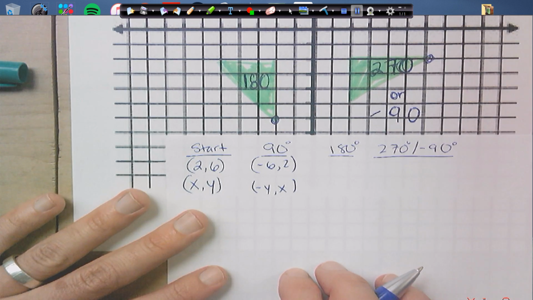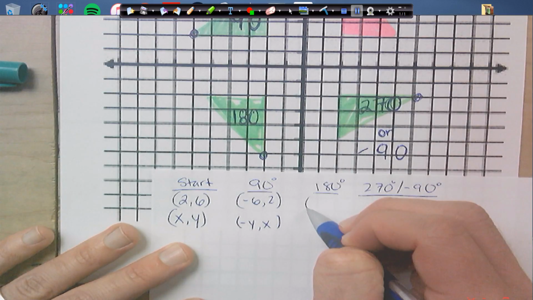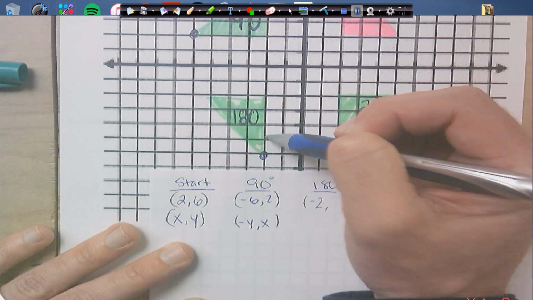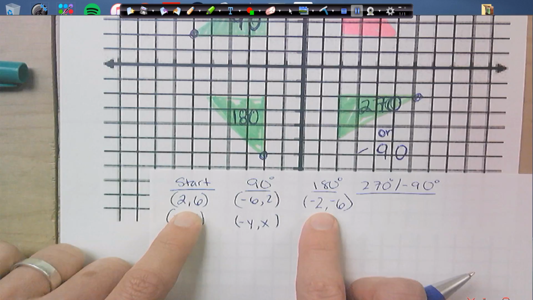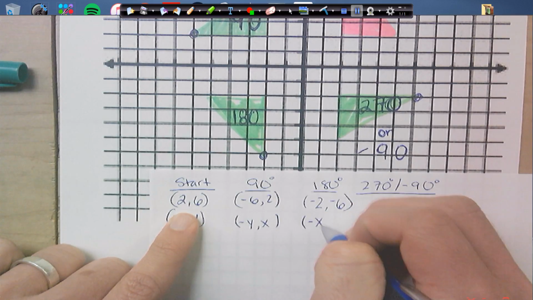Okay, so 180, we are at negative 1, 2, and then we go down 1, 2, 3, 4, 5, 6, negative 6. So notice the points are the exact same, 2, 6, they just became negative. So our rule is negative x, negative y.